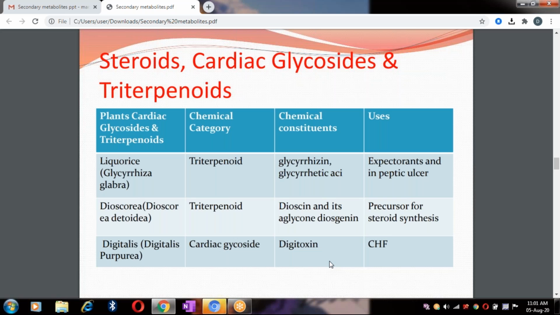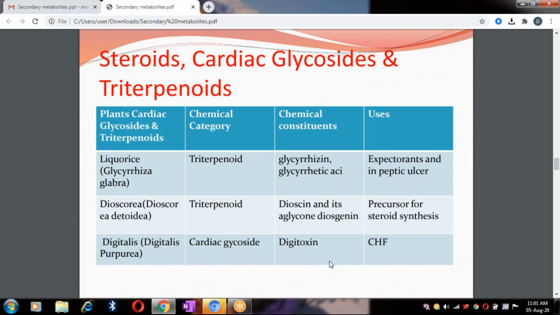Next is digitalis. This is obtained from the leaves of Digitalis purpurea and Digitalis lanata. This is a cardiac glycoside. Basically, digitoxin is a content and it is used in the treatment of congestive heart failure. Okay, so this comes under the second subunit in unit 2.